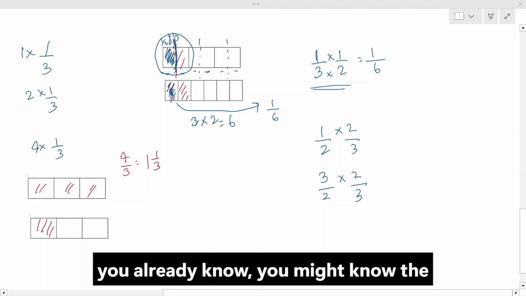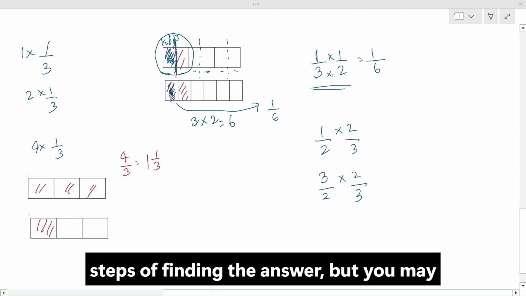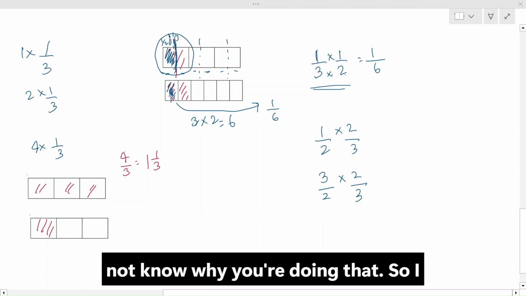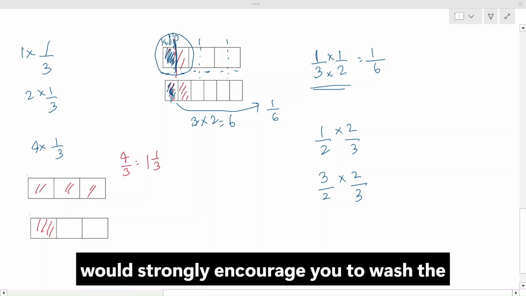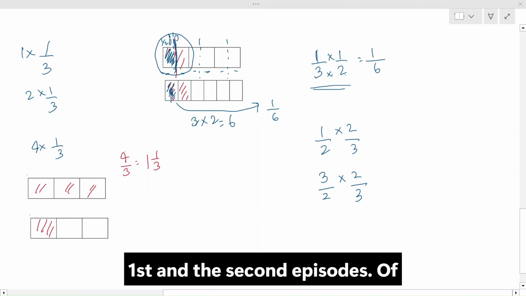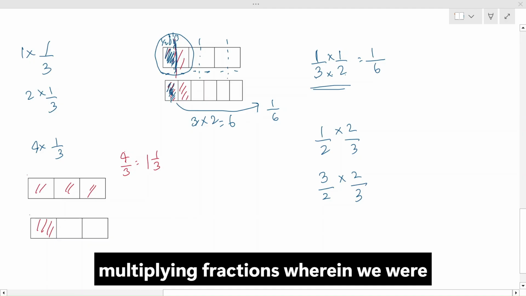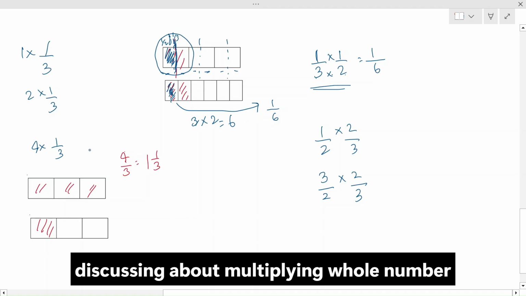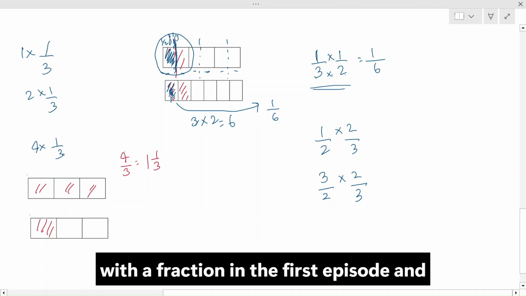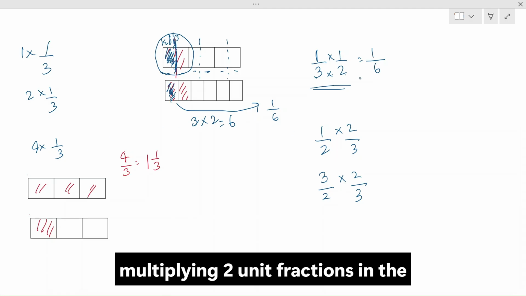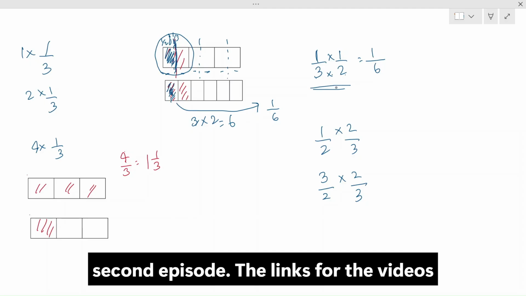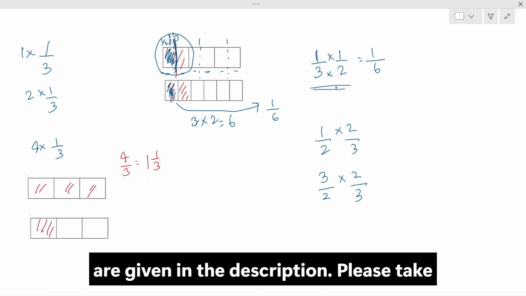As you already know, you might know the steps of finding the answer, but you may not know why you're doing that. So, I would strongly encourage you to watch the first and the second episodes of Multiplying Fractions, wherein we were discussing multiplying a whole number with a fraction in the first episode and multiplying two unit fractions in the second episode. The links for the videos are given in the description.